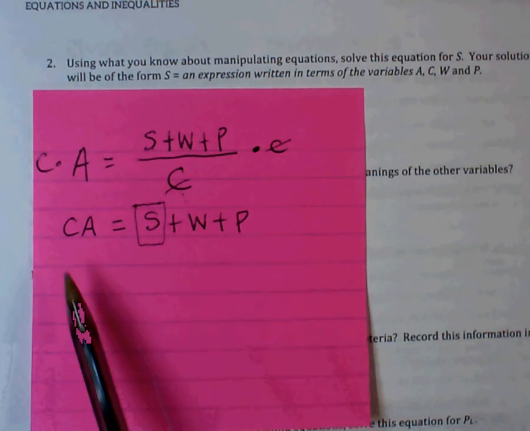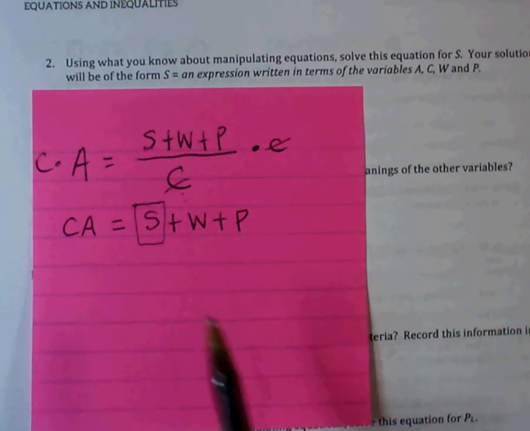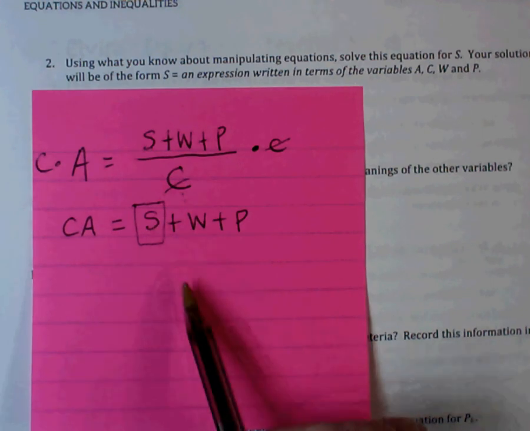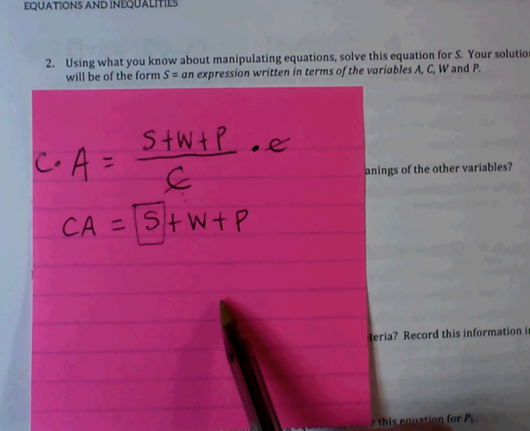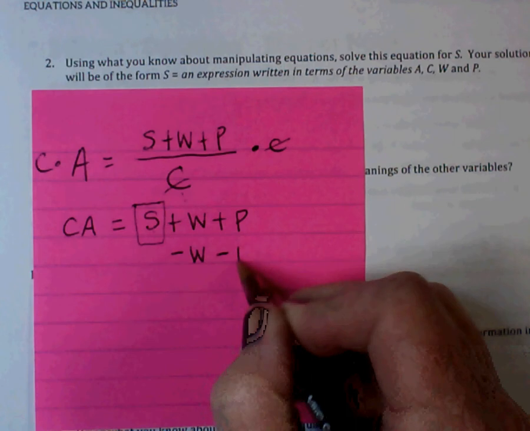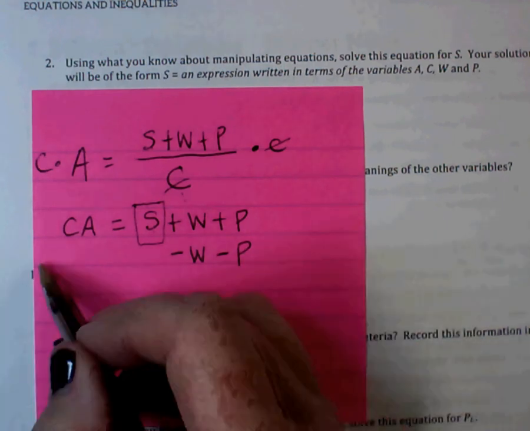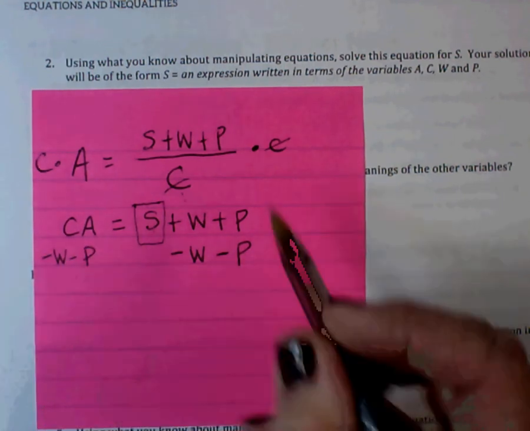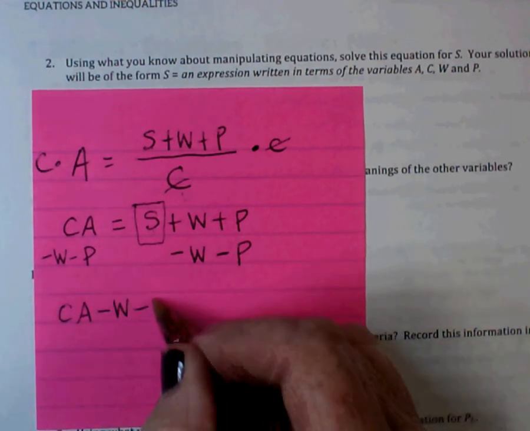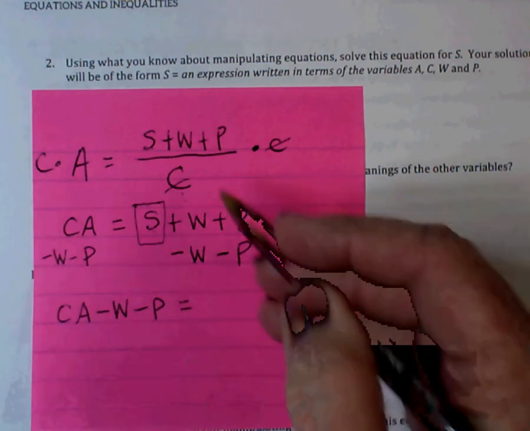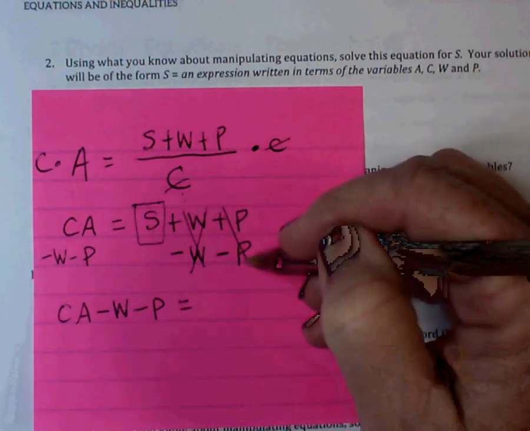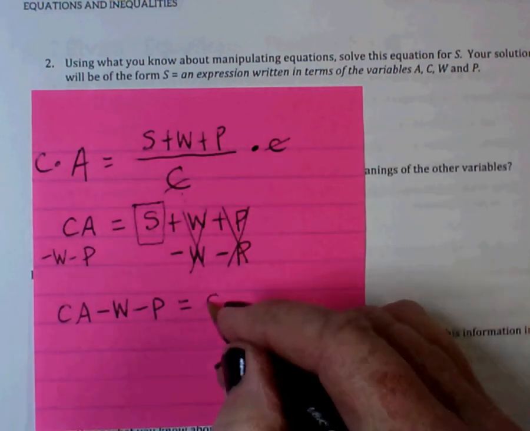So it's going to be hard for me to line up my equal signs. That's okay. Since all I want is S, I'm just going to subtract W, and I'm just going to subtract P. I'm going to subtract W, and I'm going to subtract P from both sides. So it's going to look like this. C times A, subtract W, subtract P is equal to, that's gone because that's a 0, that's gone because that's a 0, is equal to S. And now we have it.